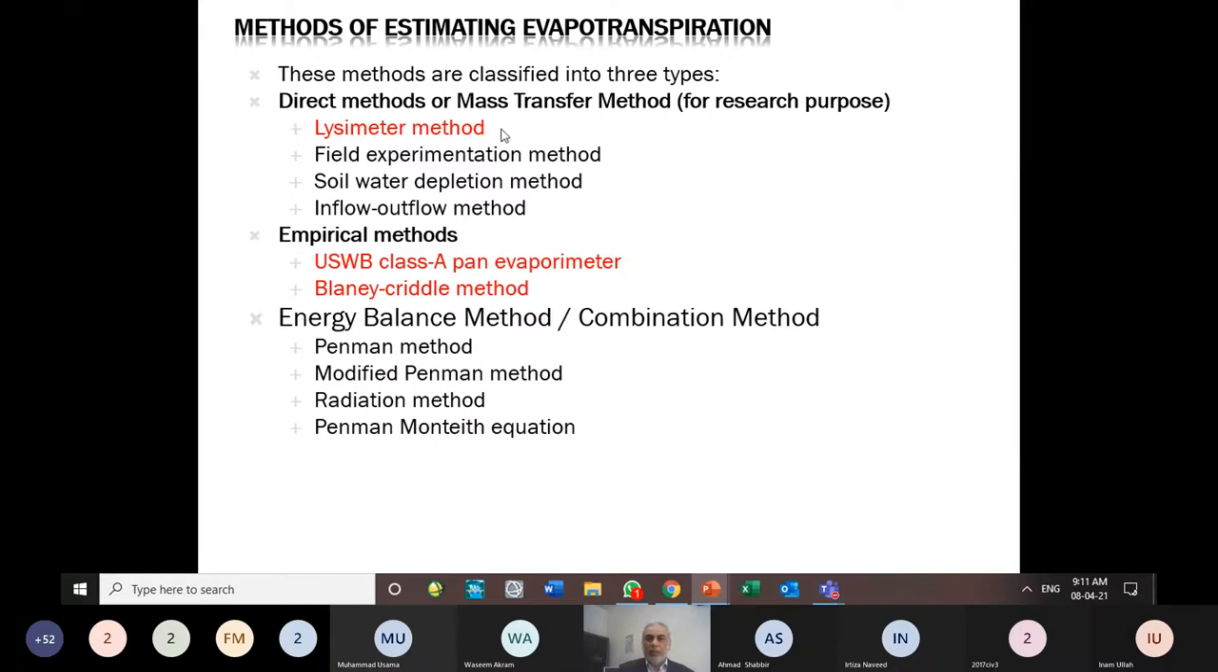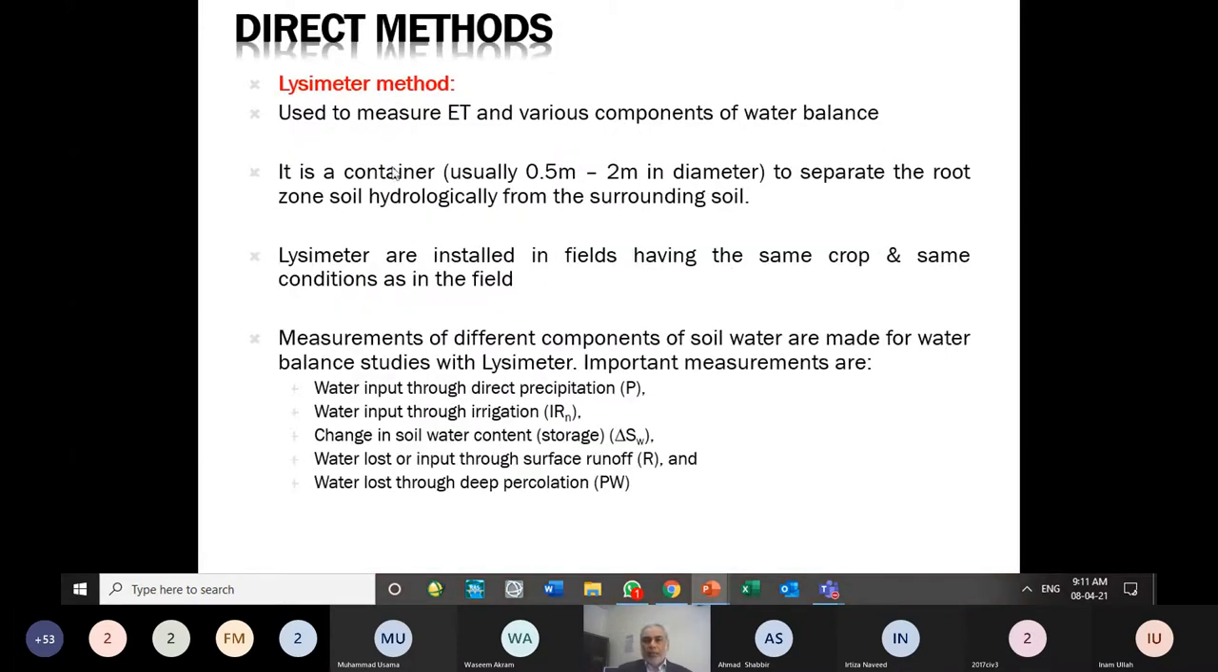The difference is that in a lysimeter we have a kind of well instrumented tank or chamber, while in the field we don't make a tank; we measure mass or the flow of water in the field. So they are more or less similar to each other. The inflow-outflow method is also similar, but at a larger, regional scale. So let us go to the lysimeter method. It is used to estimate ET, evapotranspiration, and the components of the water balance.